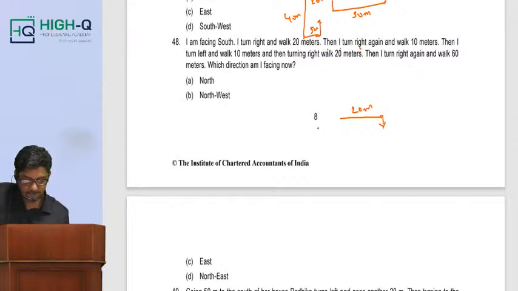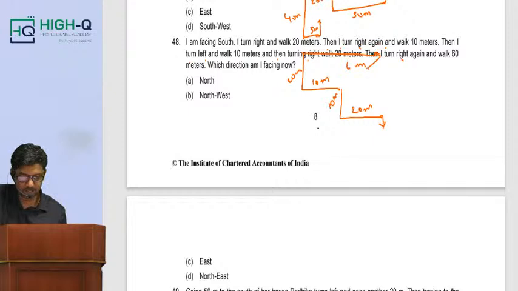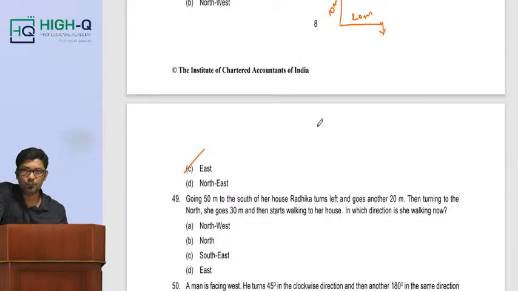Then I turn right again and walk 10 meters. Then I turn left and walk 10 meters. Then turning right, walk 20 meters. Then I turn right again and walk 60 meters. Which direction am I facing now? There's nothing but east direction.